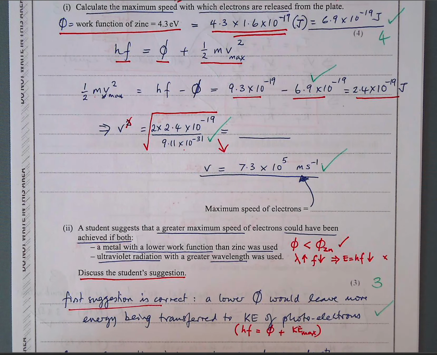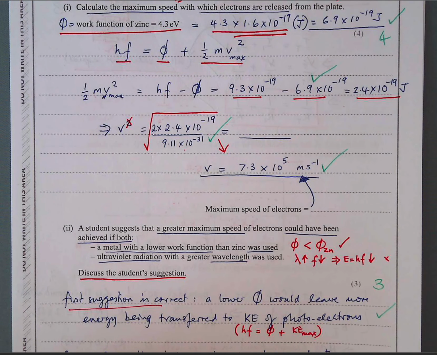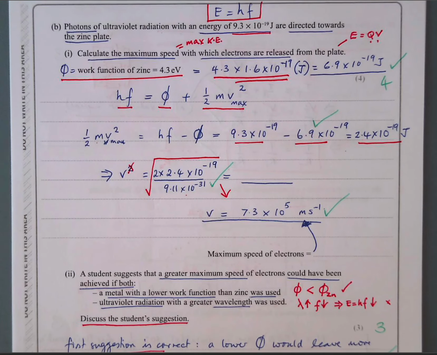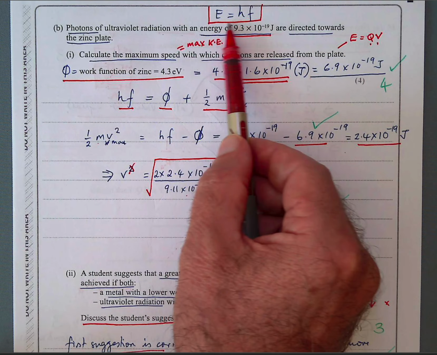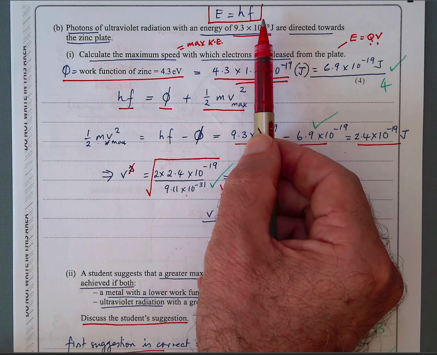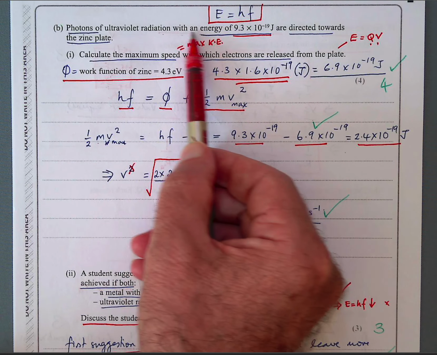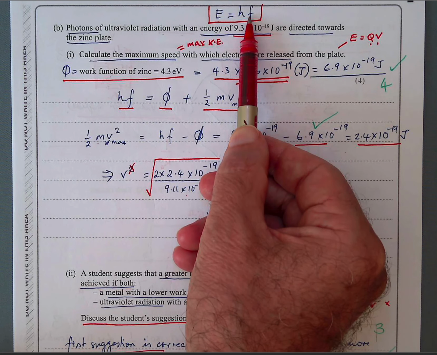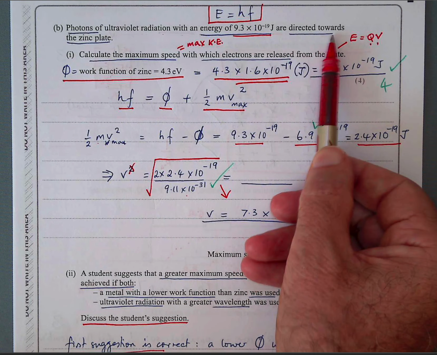Question 14 continues. As I explained in a previous video, when you're doing these questions, first you have to understand the concept, and then they'll use the mathematics. The concept is the photoelectric effect, which means the energy comes in packages. The package size is E equals hf, and in this case, these ultraviolet photons, the radiation coming in, each have an energy of 9.3 times 10 to the minus 19 joules, which corresponds to a specific frequency. h is Planck's constant, and these are directed towards the zinc plate.